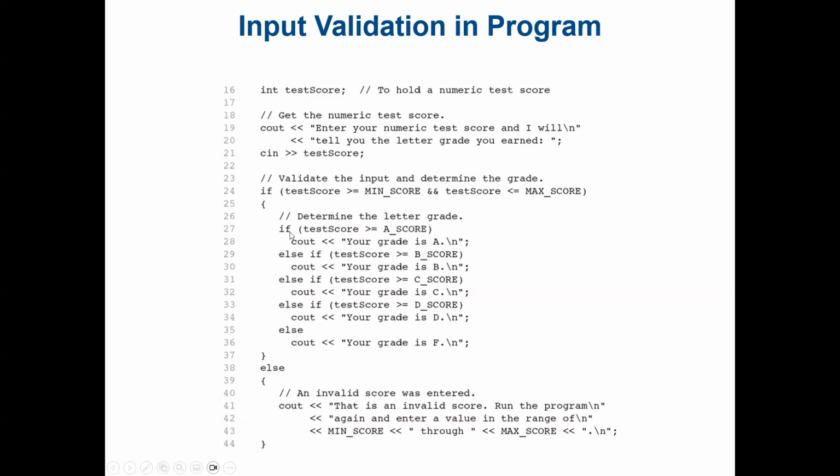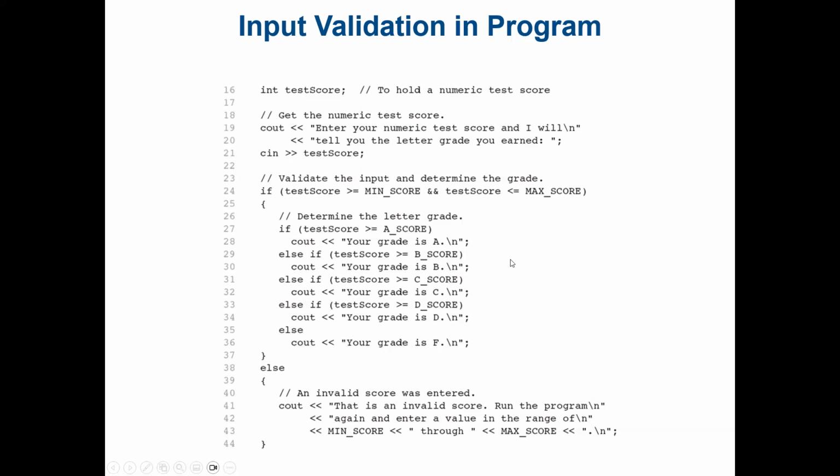Now, the good thing with if and else if is that if the first condition is true, then we are going to skip the rest. So let's say, for example, we said that A score is 90 to 100, and B score is 80 to 89.